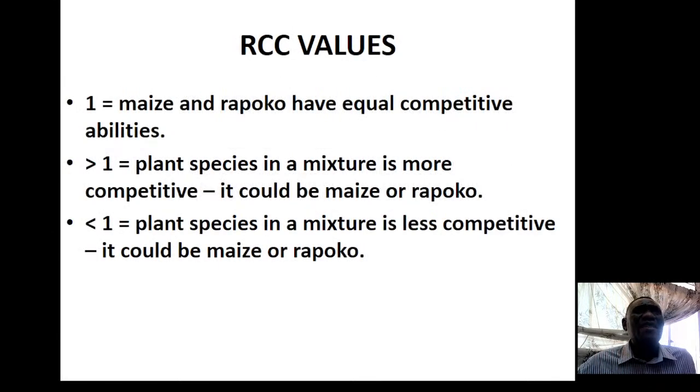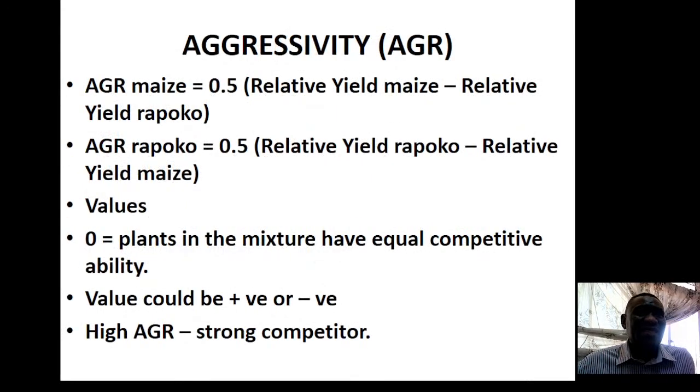If you have a 1, it means equal competition. More than 1, one of the species is more competitive. Less than 1, one of the species is less competitive. Yeah, you come to understand this. Aggressivity, I've explained it. For maize, relative yield of maize minus relative yield of rapoko multiplied by 0.5. You do the same with rapoko.